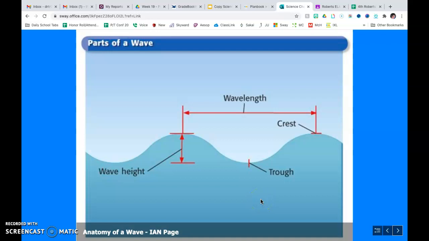So here we have parts of a wave. Let's start with wave height. Of course, that is how tall or how high the wave is, and you measure it from the trough to the crest. You can measure the wave length from crest to crest or from trough to trough. That's how long it is. The crest, of course, is the top of the wave, and the trough is the bottom of the wave.